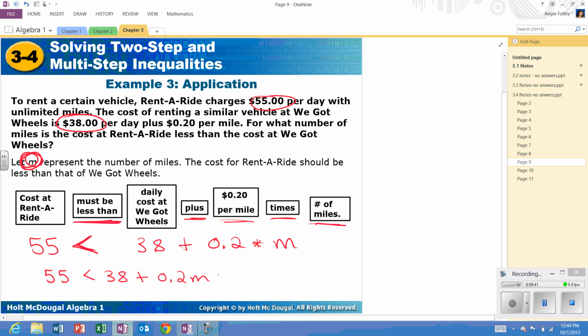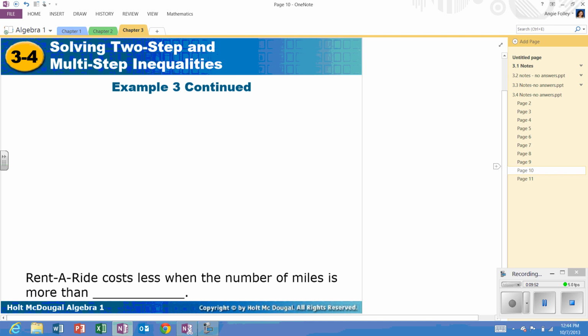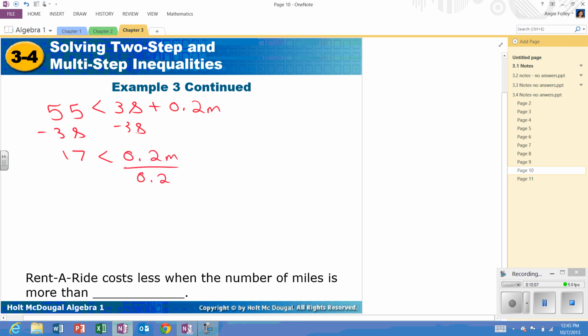Okay, so we've got our inequality. It's saying that the cost at Rent-A-Ride has to be less than whatever I'm going to spend at We've Got Wheels, which is their $38 plus their 0.2 times the number of miles. So let's rewrite our inequality. 55 is less than 38 plus 0.2M. Move our 38 over. We've got 17 is less than 0.2M. Divide both sides by 0.2, and we've got 85 is less than M.